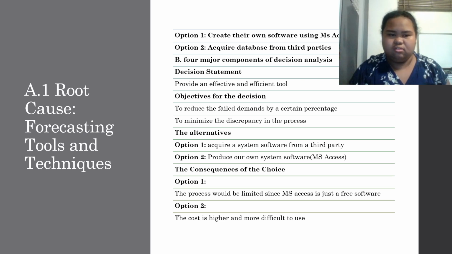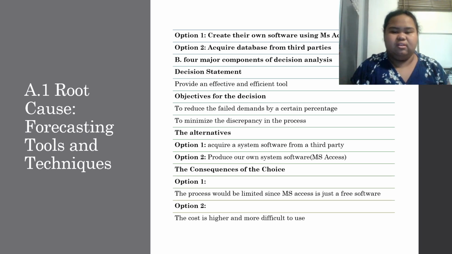So, for the root cause, forecasting tools and techniques, there are two alternatives: create your own software or acquire a database from third parties. And these are the four major components of the decision analysis. First is the decision statement, which is to provide an effective and efficient tool. The objective is to reduce the failed demands by a certain percentage to minimize the discrepancy in the process. Again, there are two alternatives, which are to acquire software from a third party or produce our own software.